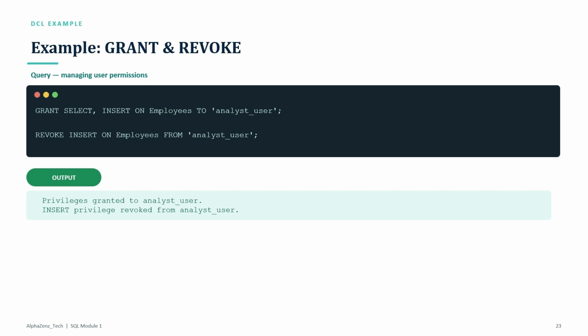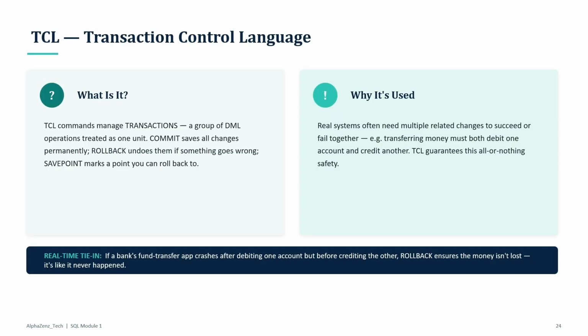Grant select, insert on employees to analyst_user. This gives that user permission to read and add data. Revoke insert on employees from analyst_user. This takes away just the insert permission, while they can still select. Output confirms, privileges granted, and insert privilege revoked.